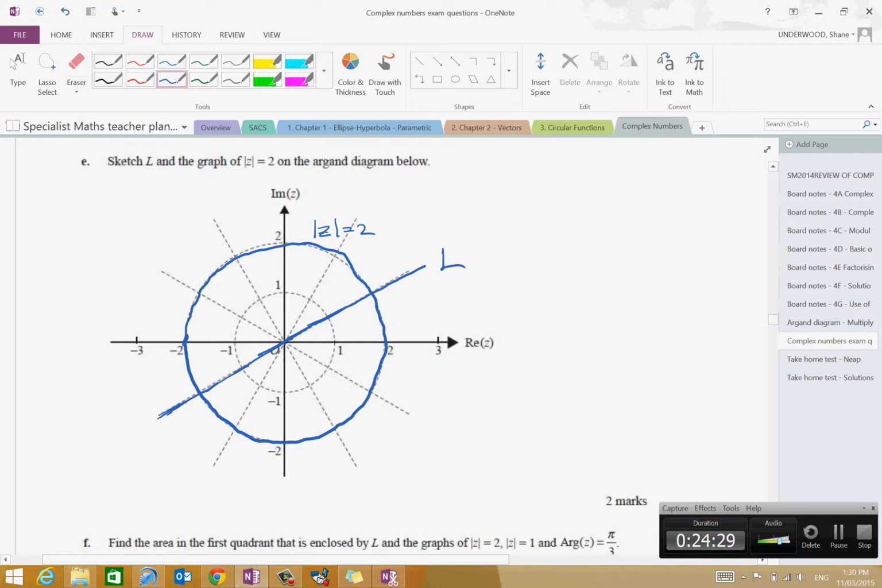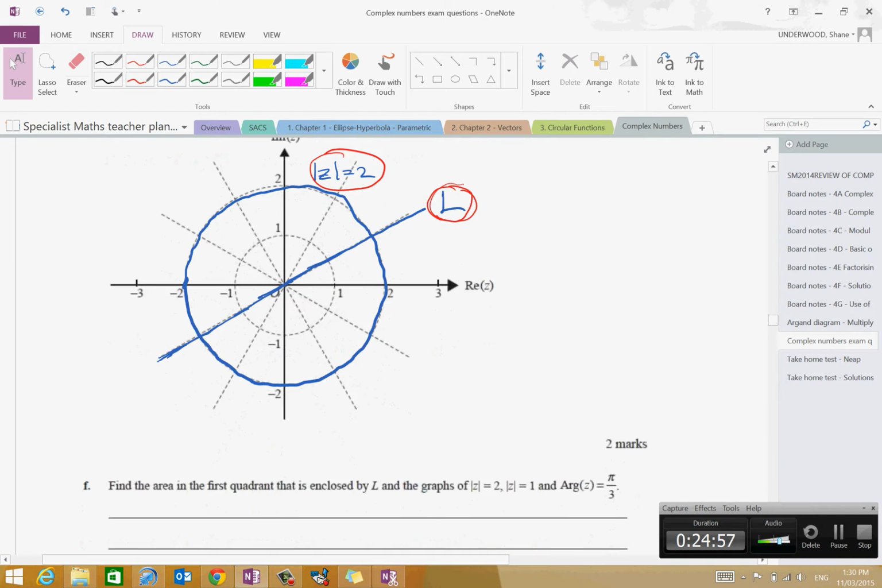That's worth 2 marks. This line correctly, and be careful because you've got the argument. It has to be exactly on that line, and this has to be a circle of modulus 2. If you don't have that circle of modulus 2 and you have a modulus 1, it's 0 marks. If you have this correct with a circle of modulus 1, you'd get 1 mark. Okay? I'm going to continue.